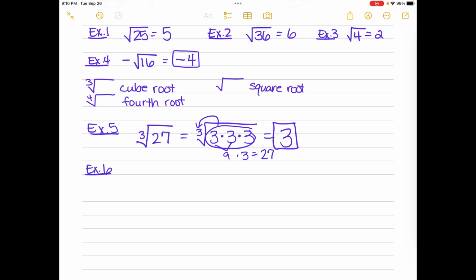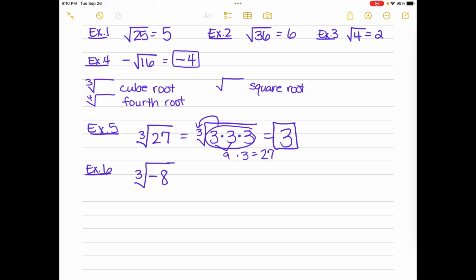So example 6. This one has one more thing that's different. They never want to do too many that are the same here. We have the cube root of -8. Now we have a negative on the inside. We don't normally work with negatives on the inside, like in a regular square root, because it has to have 2 numbers that are the same. And if they're the same, like -2 times -2, that's a +4. So we don't usually work with negatives with square roots. But in this one we do.